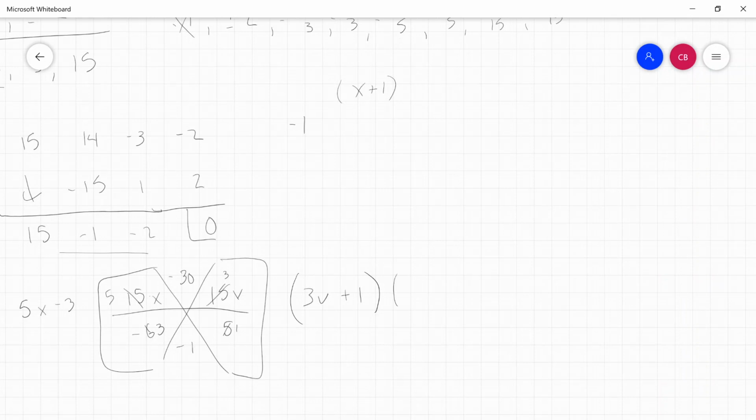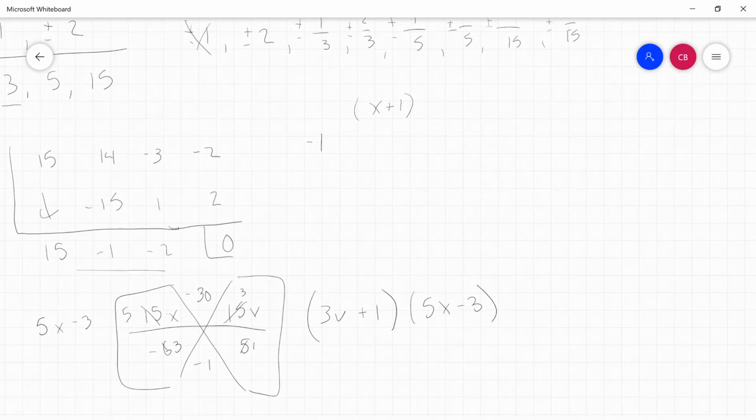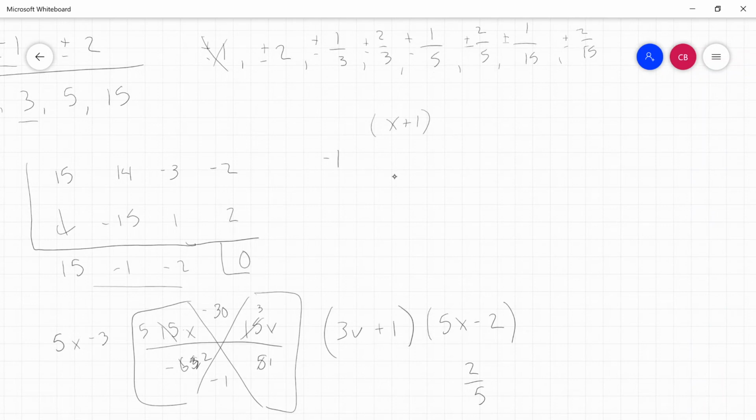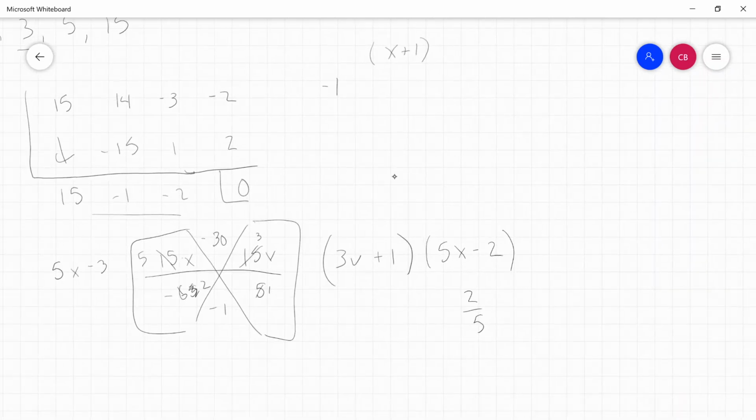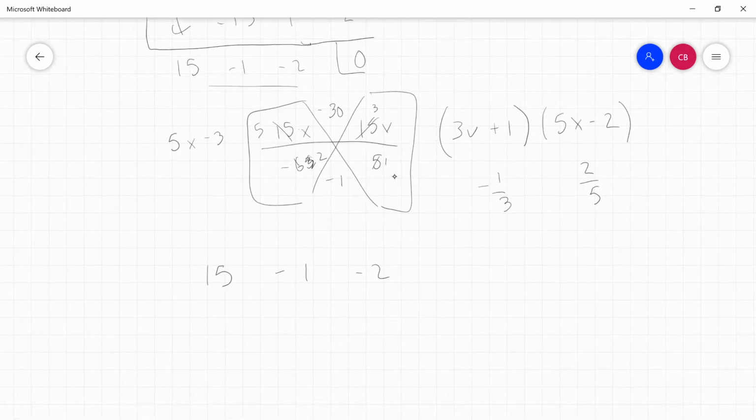Okay, so we got that. We've got 5x minus 3, so I'm sorry, this is 2. I knew something was up with that because 3/5 is not one of our solutions from above. Okay, that's better. So then this is going to give us 2/5. Okay, and this one would be -1/3. All right, so let's try these. So we have 15, -1, and -2, and I just want to make sure that you can see that these two will work.